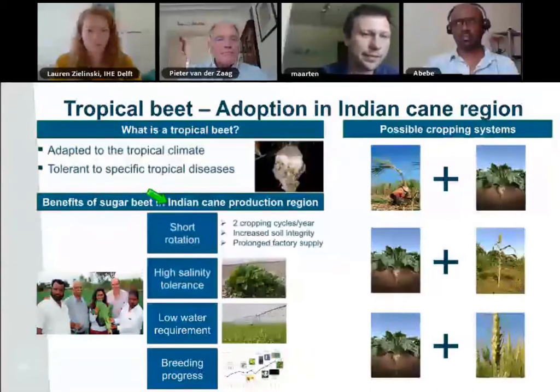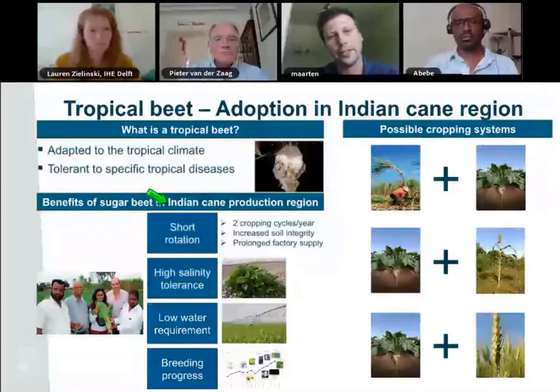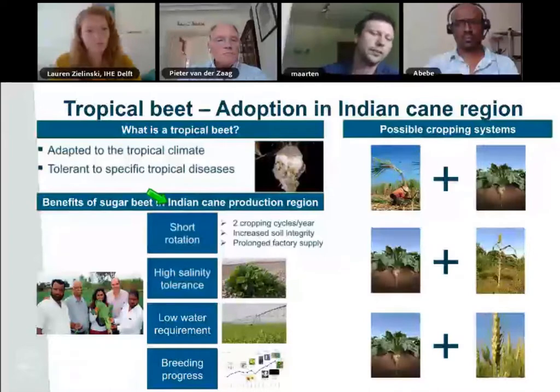Then my last slide, I make a little sidestep to our tropical beets and a little bit on the adoption in the Indian cane regions. So what is a tropical beet? It is, first of all, a sugar beet variety that is adapted to the tropical climate, so high temperatures, also high night temperatures, compared to what you get in the more temperate regions.